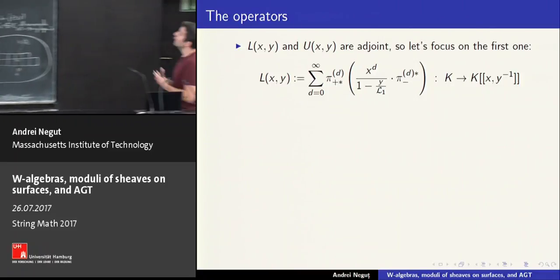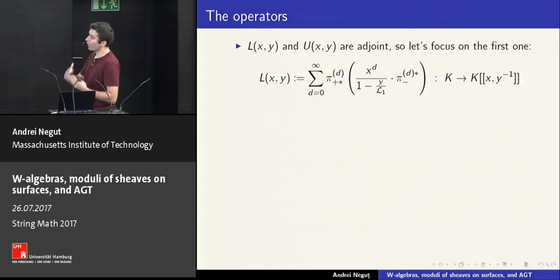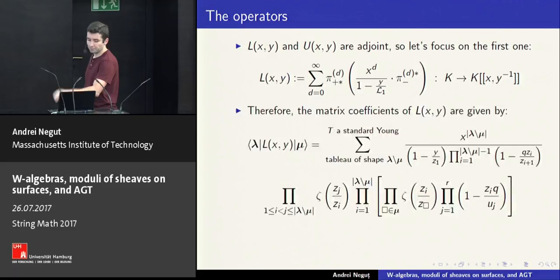The claim is that the lower triangular part of the W-algebra action is the sum over all these of these operators. So, if you like fixed point localization, you can actually write down matrix coefficients of this operator in terms of the basis of fixed points. And here's how you get it. The matrix coefficient of this operator in terms of two R-tuples of partitions mu and lambda is the sum of this big expression here, which goes over all standard Young tableaux of shape lambda minus mu.